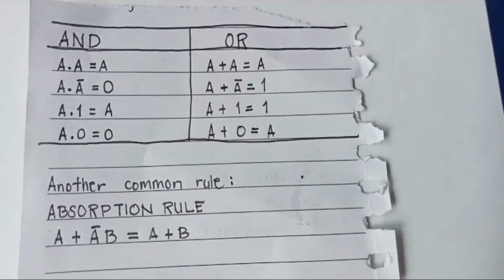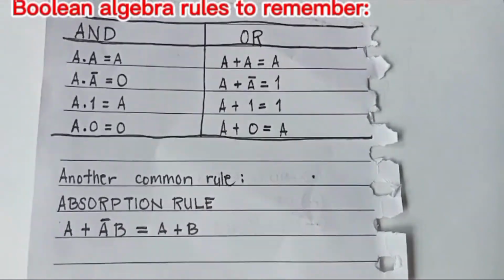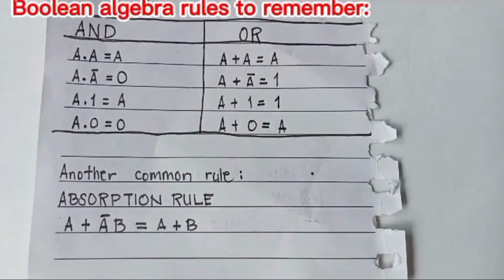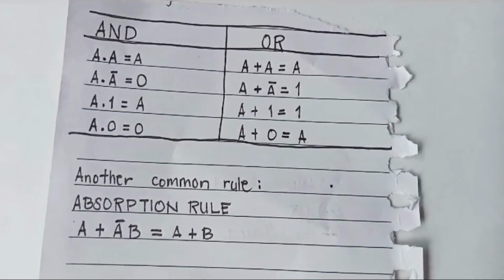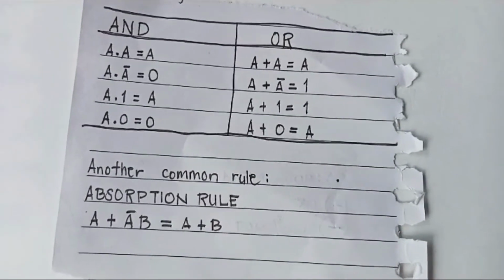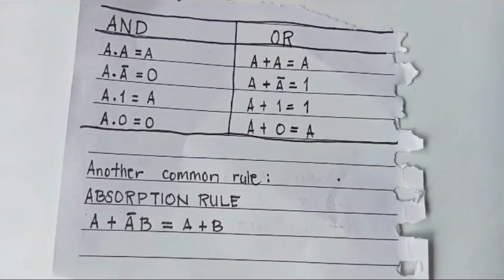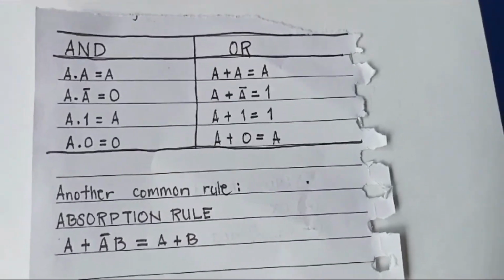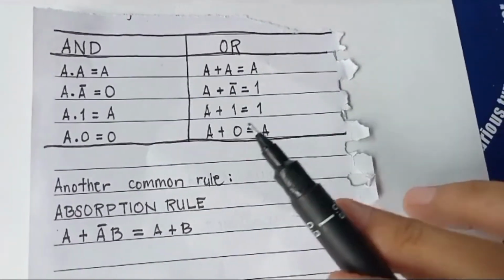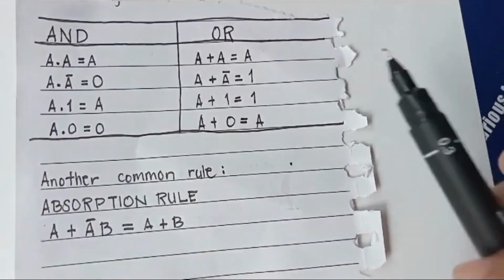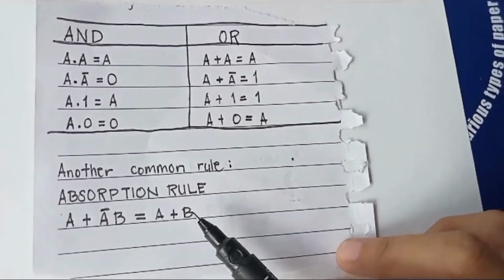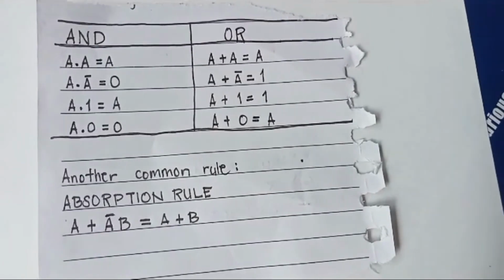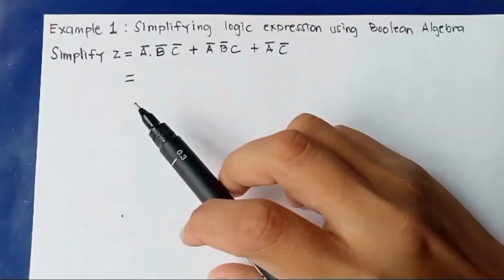So now I will be showing you a couple of examples in simplifying logic expressions using Boolean algebra. In simplifying logic expressions, we need to base it on the Boolean algebra laws and rules. There are a lot of laws and rules in simplifying, but here I will only use the basic or common rules that are used in simplifying. These are the AND gate rule and the OR gate rule. Another common rule is the absorption rule, which we'll be using later for the example. Okay, so let's take this as an example.